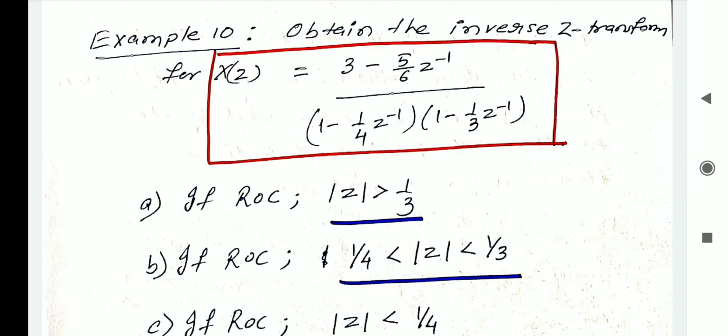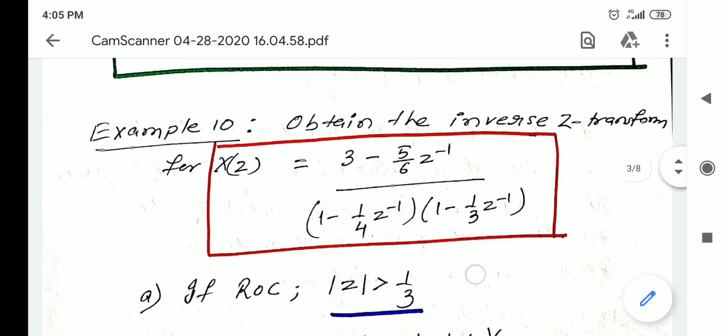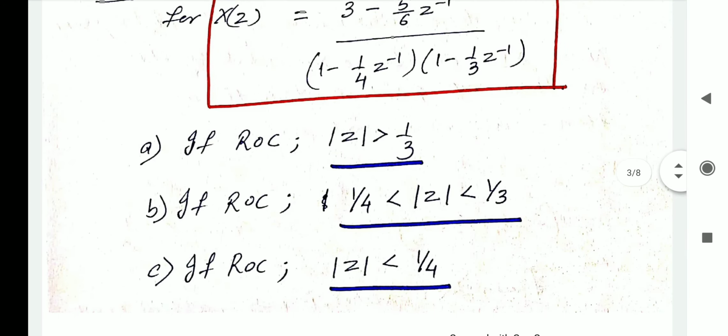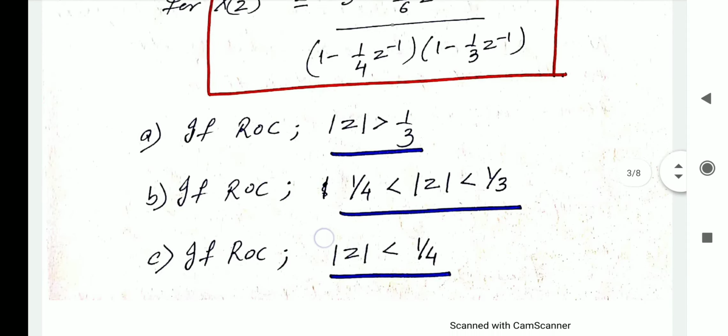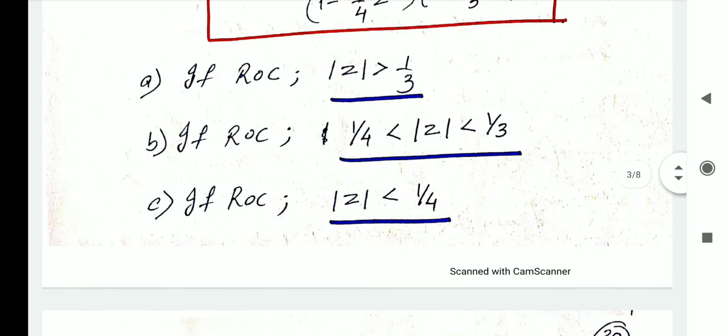Now we'll be solving one example based on this. Obtain the inverse z transform for x of z which is given to us. Now this is for different cases of ROC. A: mod of z greater than 1 by 3; B: if ROC is 1 by 4 less than mod of z less than 1 by 3; and C: if ROC is mod of z less than 1 by 4.